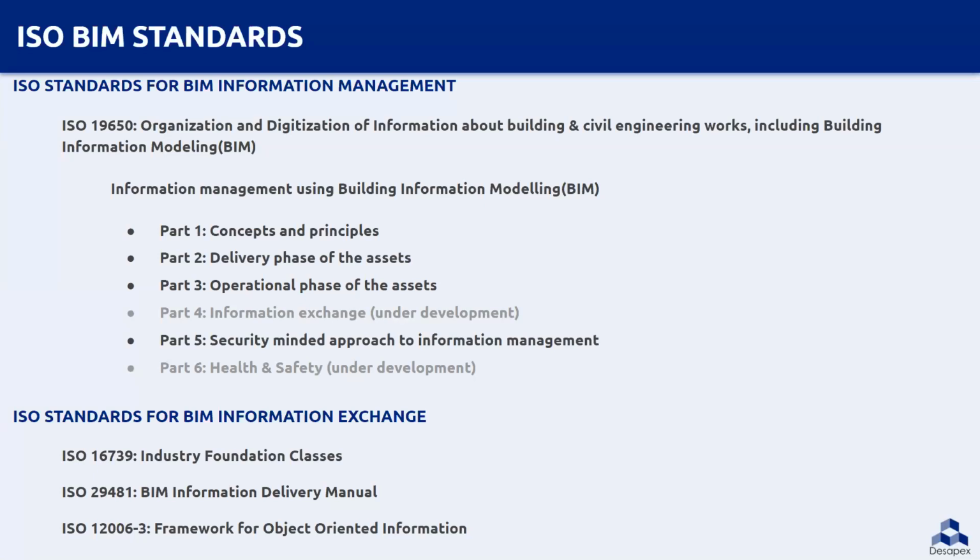ISO 19650 is divided into 6 parts. Part 1 contains the concepts and principles. Part 2 contains information related to the delivery phase of the asset. Part 3, the operational phase of the asset. Part 4, information exchange, which is under development. Part 5, security-minded approach to information management. Part 6, health and safety, which is under development.